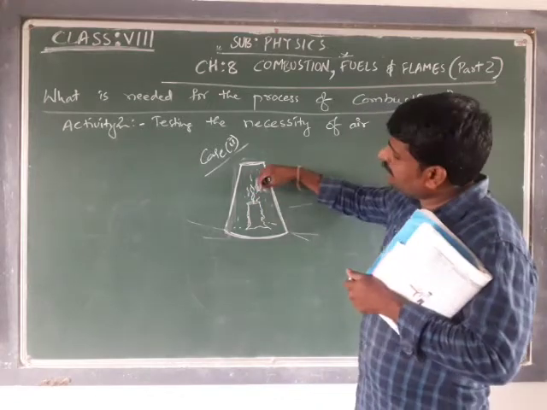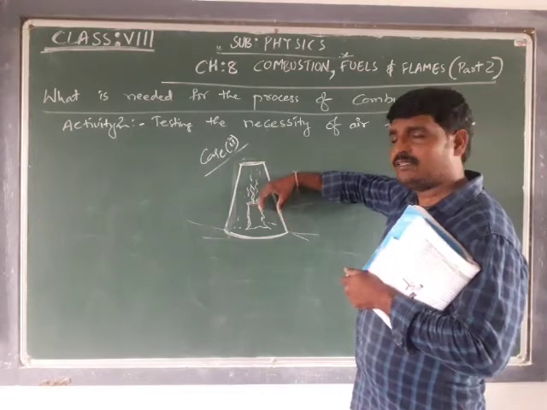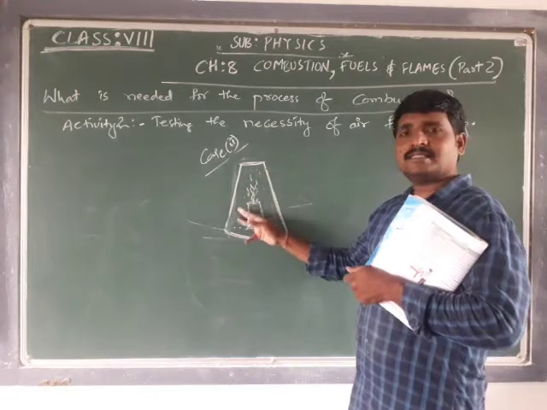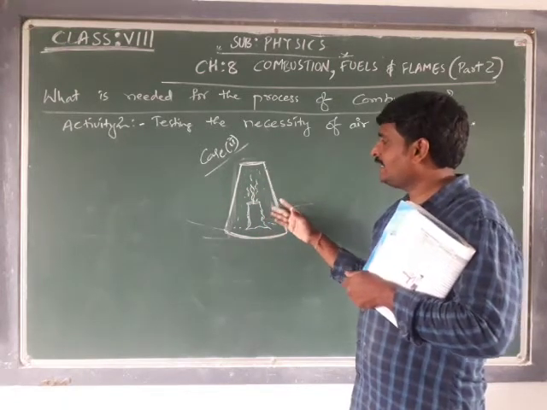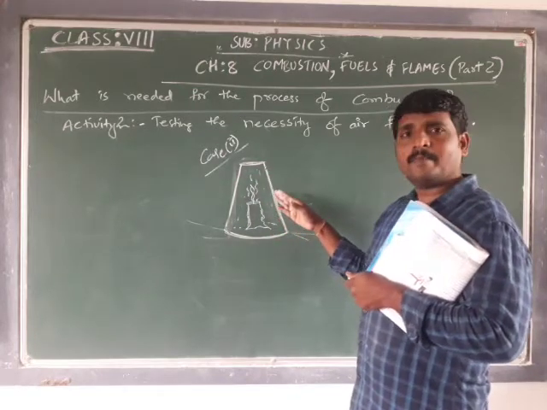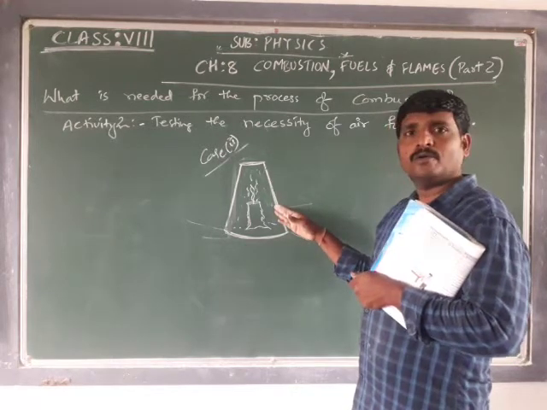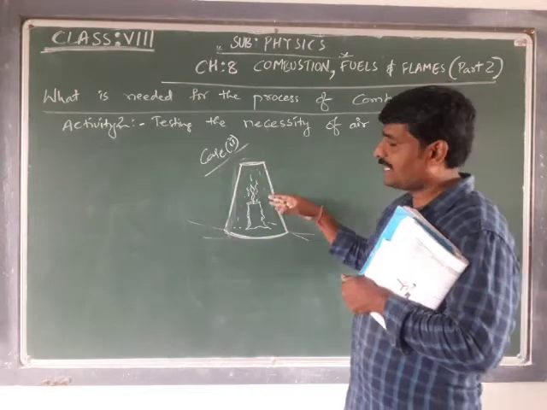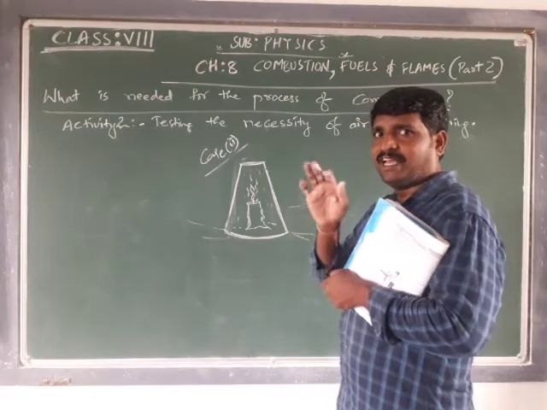In the second case, whenever we invert the glass tumbler over the burning candle, it burns without any disturbance as long as oxygen is present. Once the oxygen percentage becomes low, or when the oxygen gas in the glass tumbler is getting finished, the flame of the candle starts flickering.